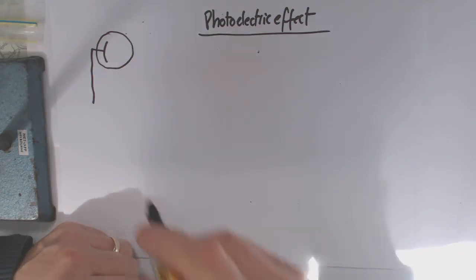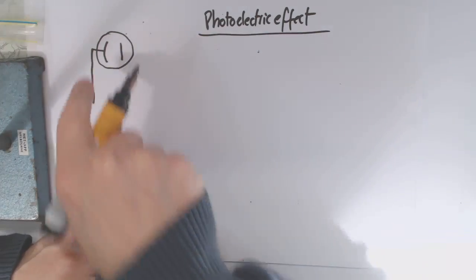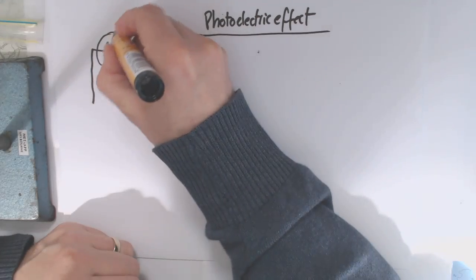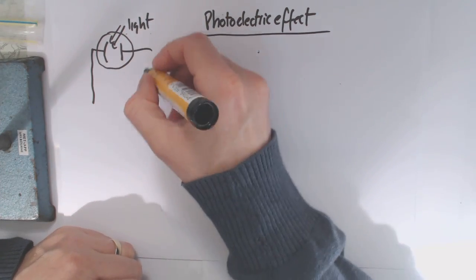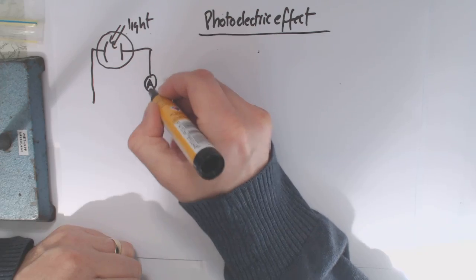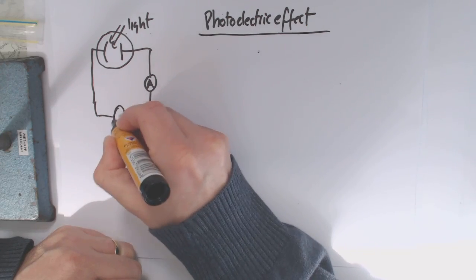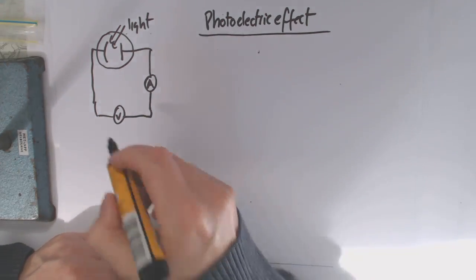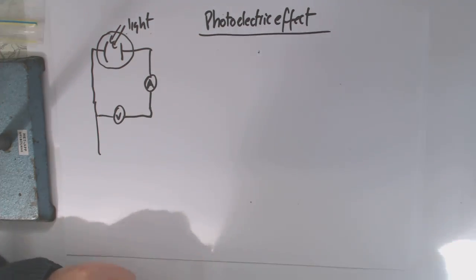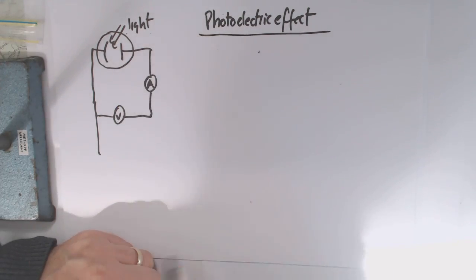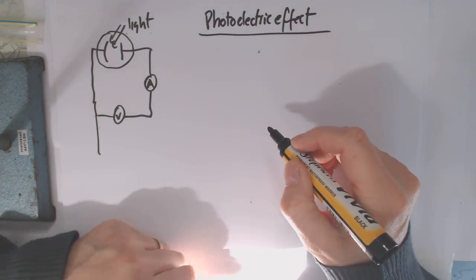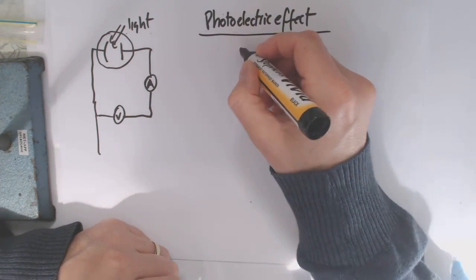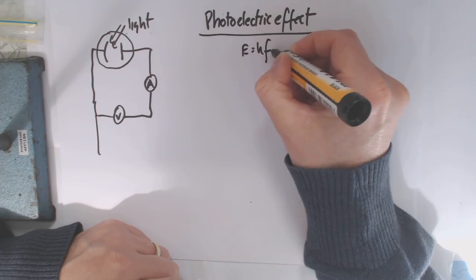This little bit of metal in here would become the emitter of electrons, and we'd shine a light on it. So this would be a light. And this whole setup would be put in a circuit with an ammeter there and a voltmeter here. So you might see the circuit in some questions. And what you expect to happen is that when a light shines, and we keep this at a set frequency, the photons contain energy according to E equals hf.